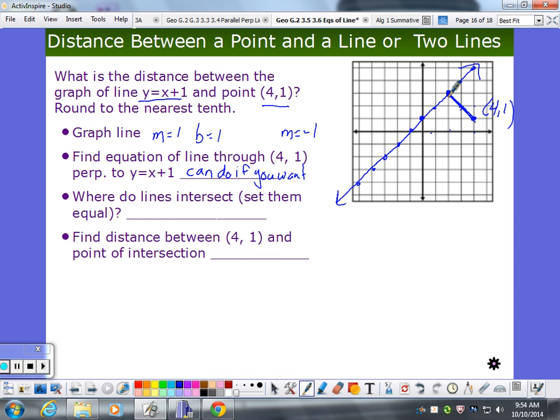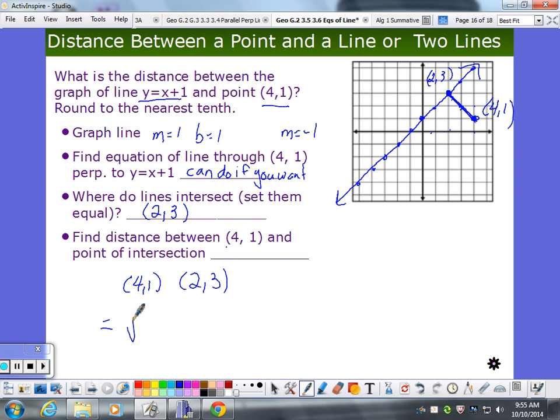Where are they meeting? What are the coordinates of that point right here? 2, 1, 2, 3. It meets at 2, 3. So to find the distance from this point to that line, I'm going to find the distance between 4, 1 and 2, 3.